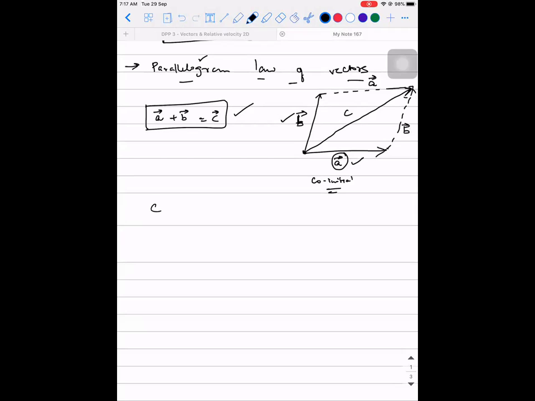What is the magnitude of the resultant? This is what you need to know. So what will be the magnitude of this resultant? C is equal to the root of A square plus B square plus 2AB cos theta. What is theta there?